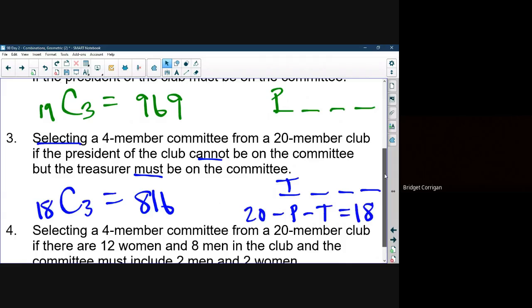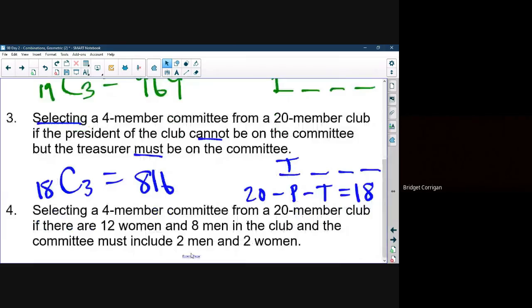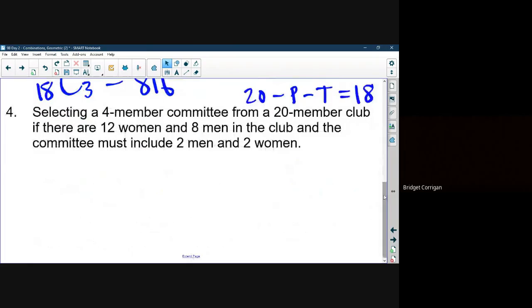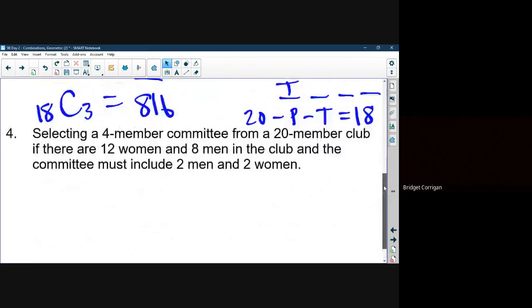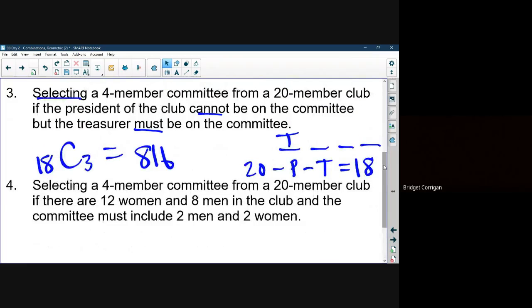Okay, last one. And this one gets a little bit more challenging yet. This time we're selecting a 4-member committee from a 20-member club, but there's 12 women and 8 men. So we have 12 women and we have 8 men. And the committee must include 2 men and 2 women.